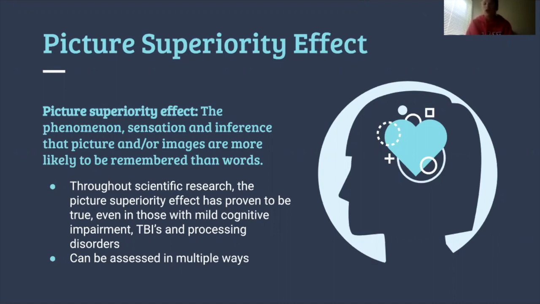So that could be autism, Alzheimer's, dementia, etc. Traumatic brain injury, so that could be brain tumors, concussions, anything of the sorts like that. And sensory processing disorders, so that could be anything from auditory and imaging processing disorders as well. And this could be assessed in multiple ways. And in this case, it's an accuracy recall test.